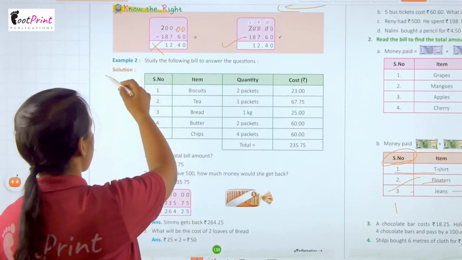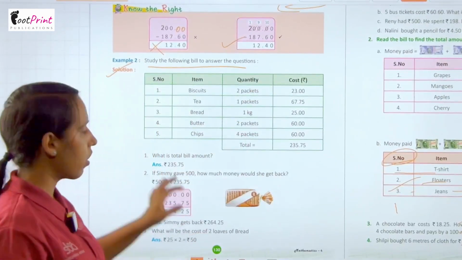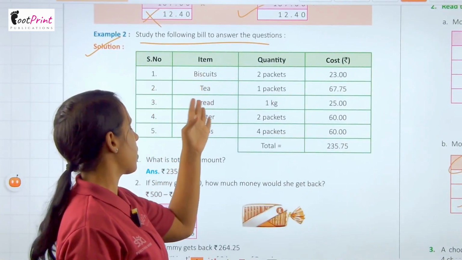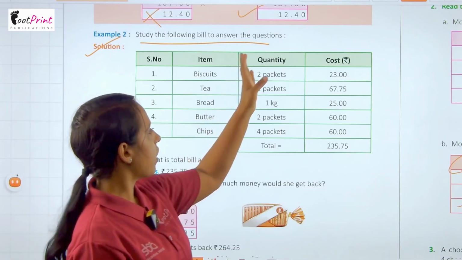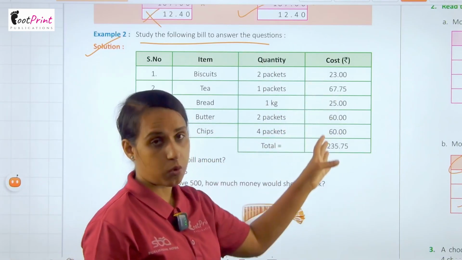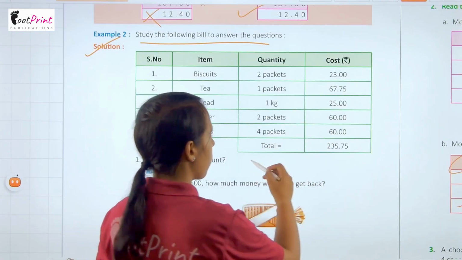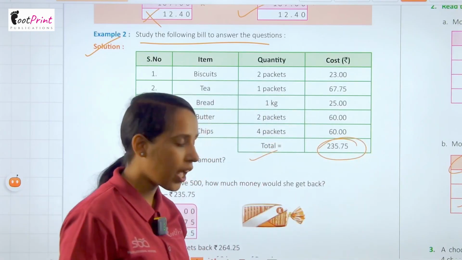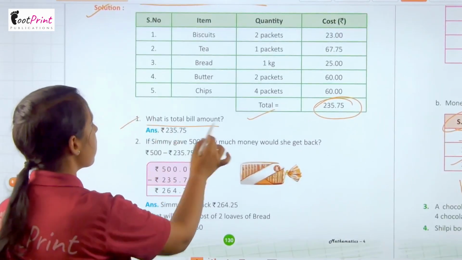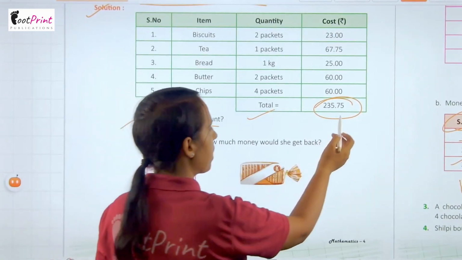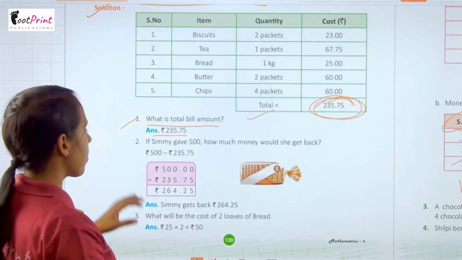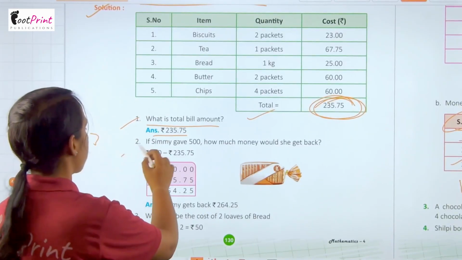Now in example number 2 also, study the following bill to answer the questions. So here we have some items: biscuits, tea, bread, butter, chips, and the quantity is 2 packets, 1 packet, 1 kg, 2 packets and 4 packets, and the cost is given here and the total cost will be 235 rupees 75 paise. So here the question is what is the total bill amount? So from the bill we can see here the amount is 235.75 rupees.